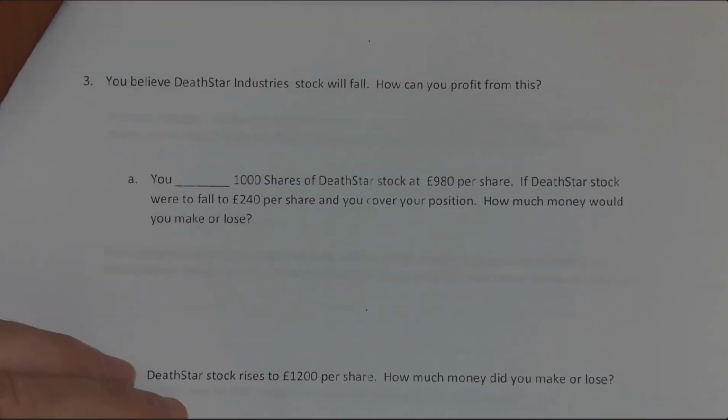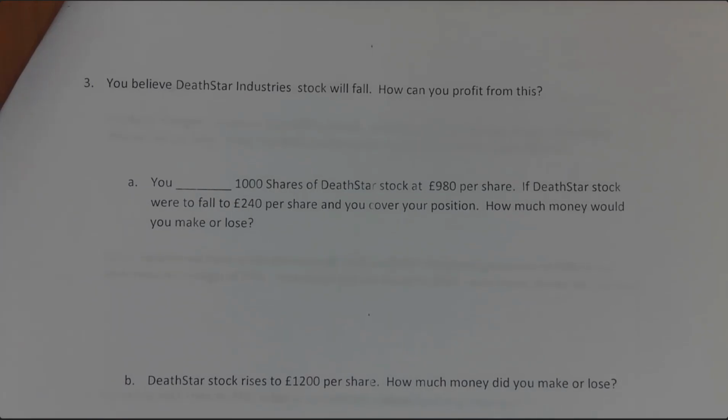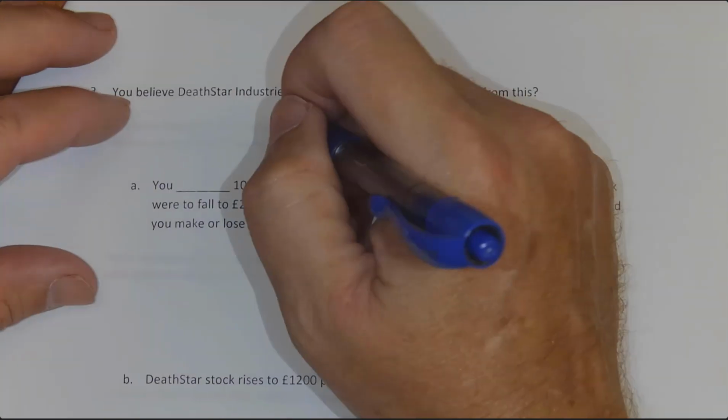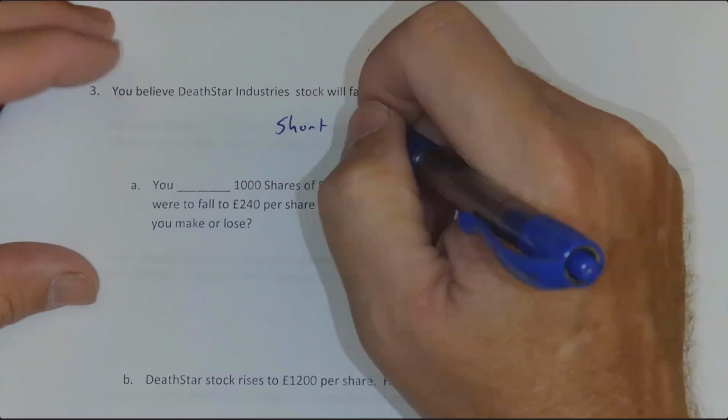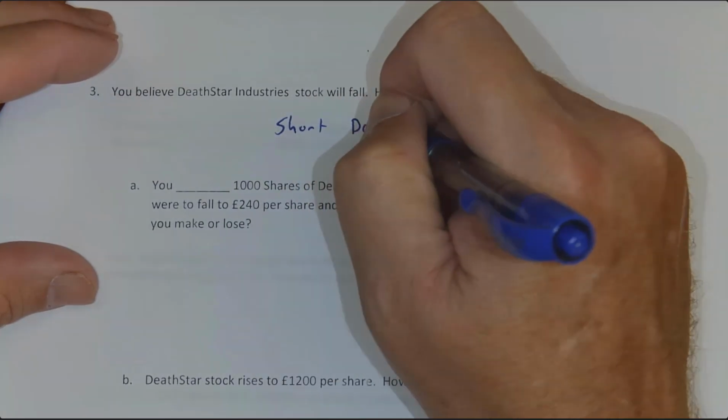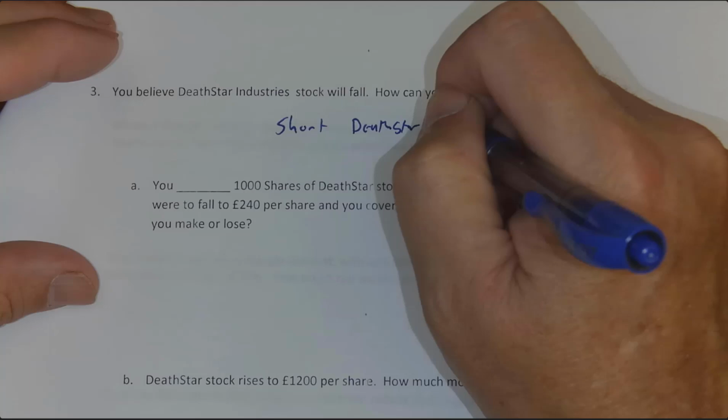All right, so the next one says, we believe Death Star Industries stock will fall. How can we profit from this? Well, if we think a stock's going down, we're not going to buy it. So what we would do is we would short it. So we would short Death Star Industries.